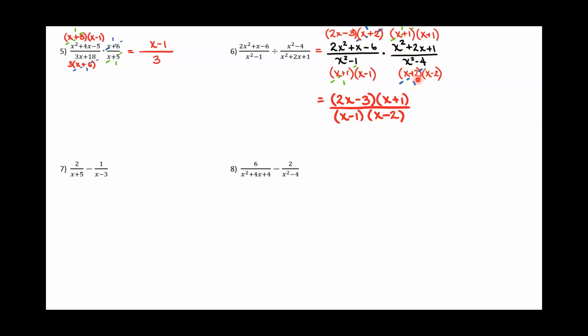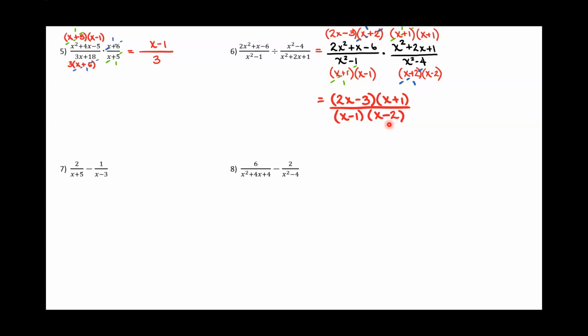So what I would have left in the numerator would be 2x minus 3 times 1 times x plus 1. So 2x minus 3 times x plus 1. And then in the denominator, 1 times x minus 1 times x minus 2. So that would just be x minus 1 and x minus 2. And that would be my final answer.